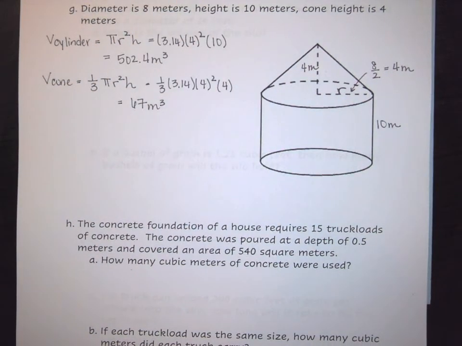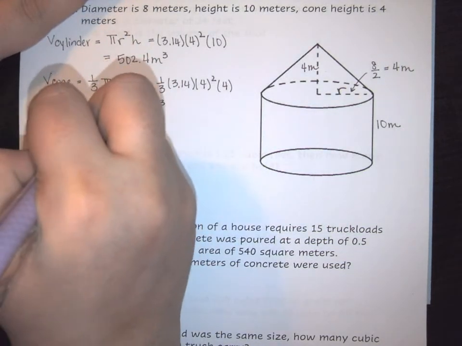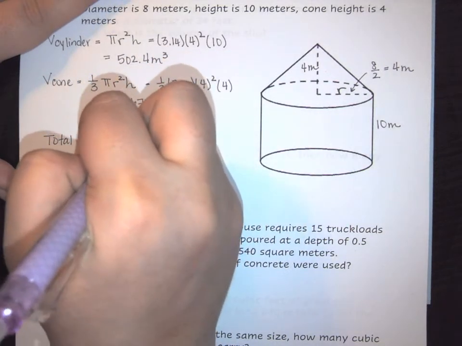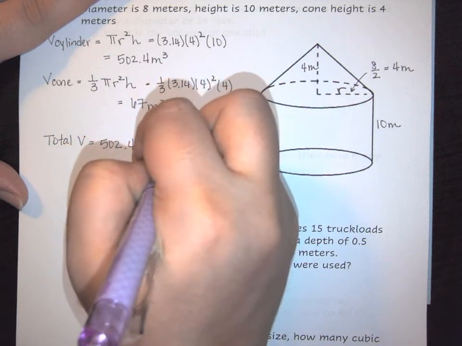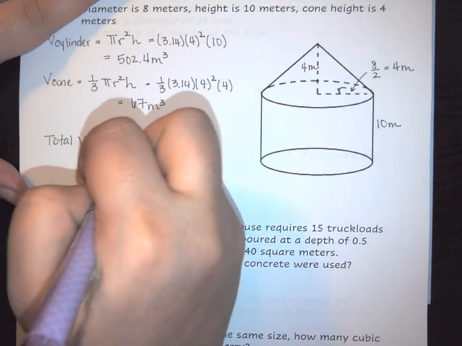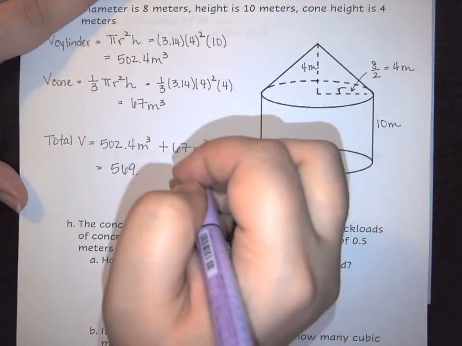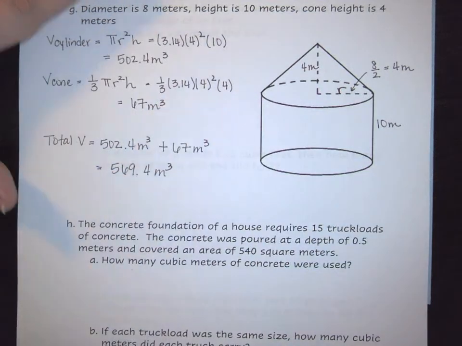Once you found all of your individual pieces, you can find your total. So my total here is going to be adding them together. So the 502.4 meters cubed plus the 67 meters cubed. This gives me a total volume of 569.4 meters cubed.